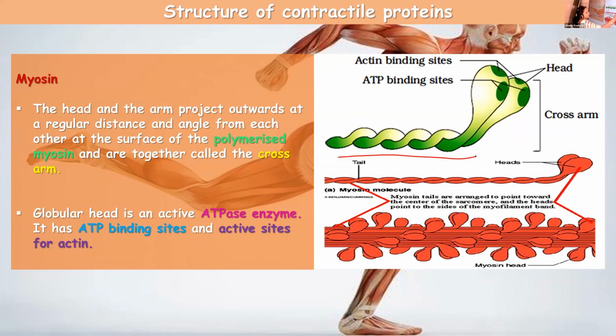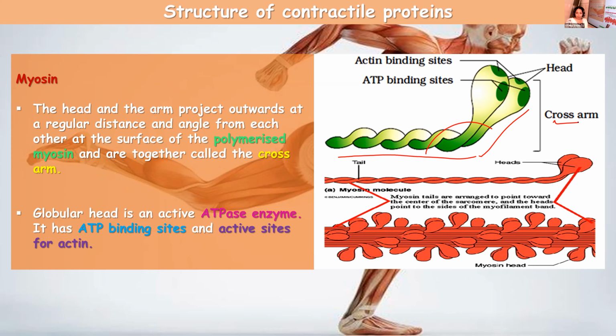See, this is the surface. From here, it is projected upward. The head and the arm project outwards at a regular distance and angle from each other at the surface of the polymerized myosin, and we call it the crow's arm. So this region here is marked crow's arm. Once again, I will repeat.